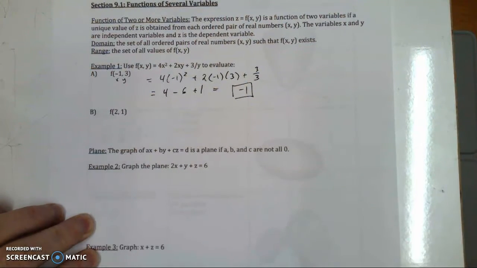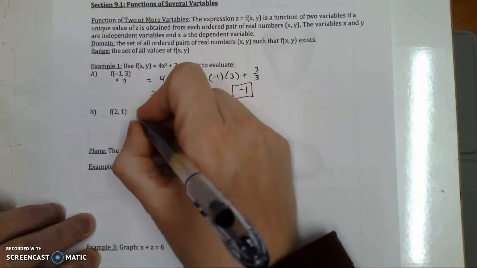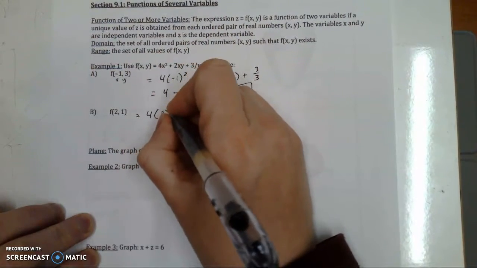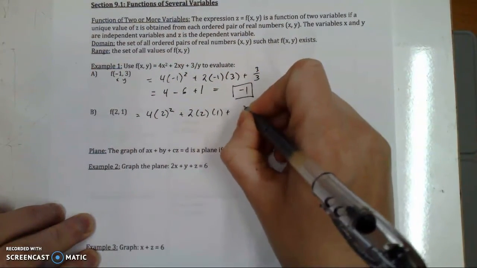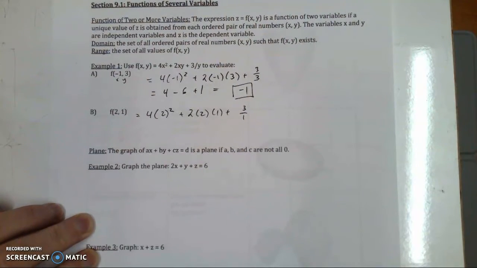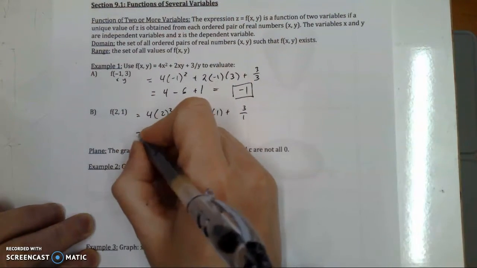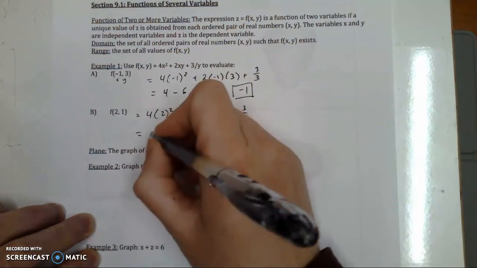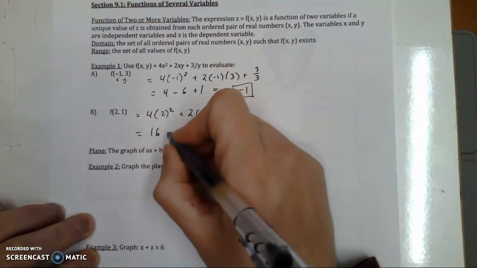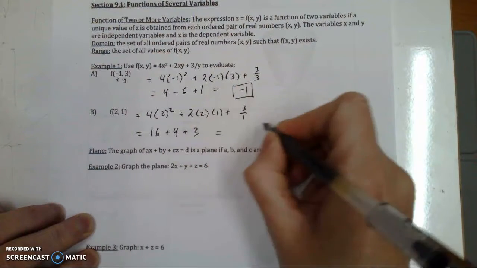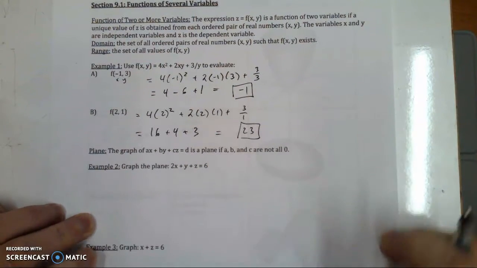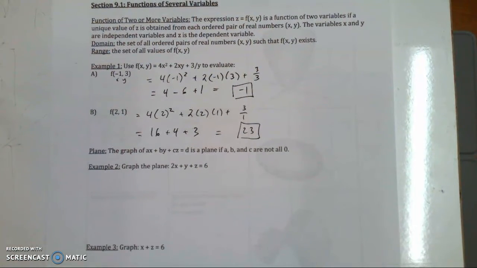Let's use the same function, and now do f of 2 comma 1. So once again, let's plug in the 2 for x, and the 1 for y. And these are both nice, because I'm going to be able to get rid of that fraction for both of them. 2 squared is 4, times 4 is 16, 2 times 2 is 4, and 3 over 1 is 3. So here I'm going to get 23. And that is the first thing we will need to be able to do in this section, is just to evaluate these functions.